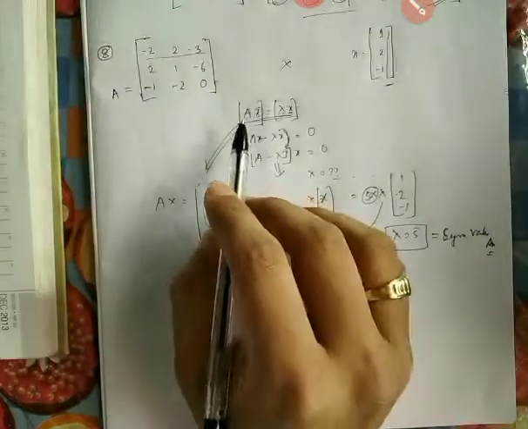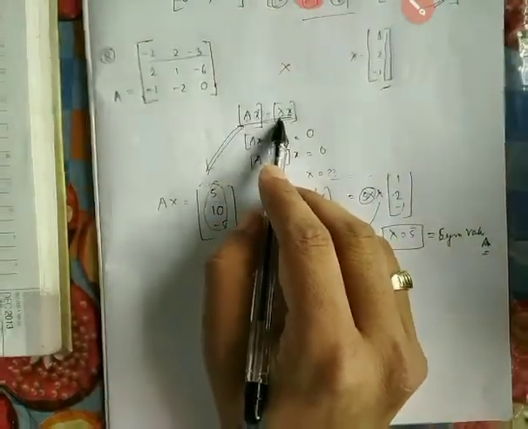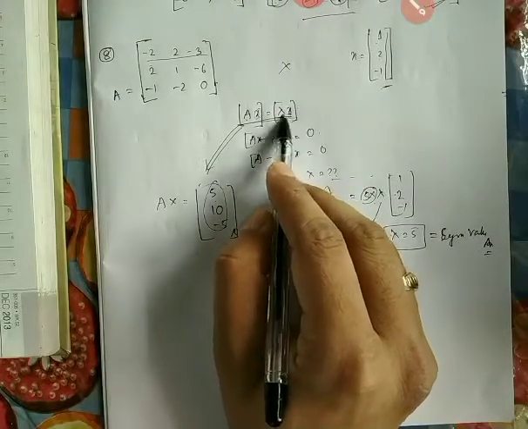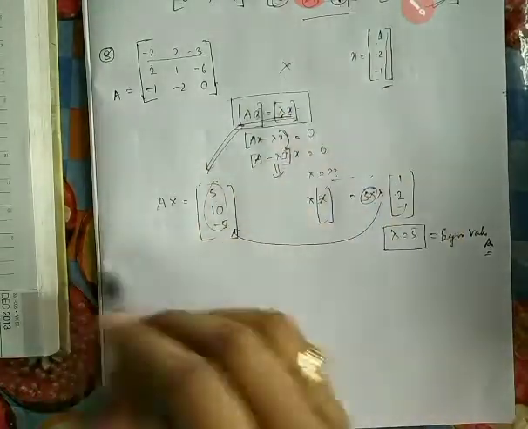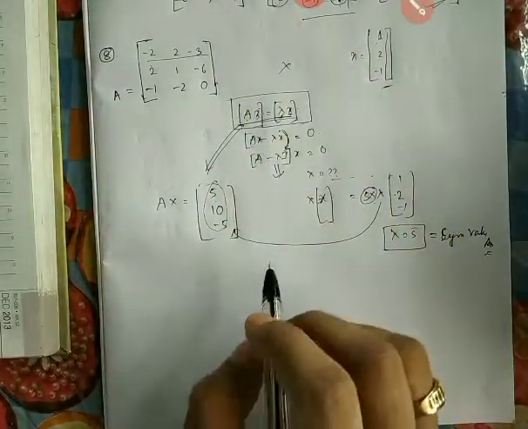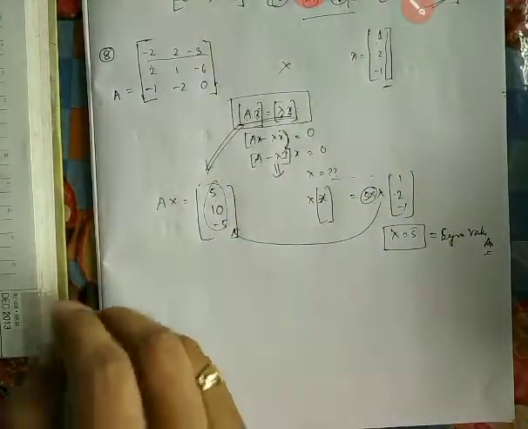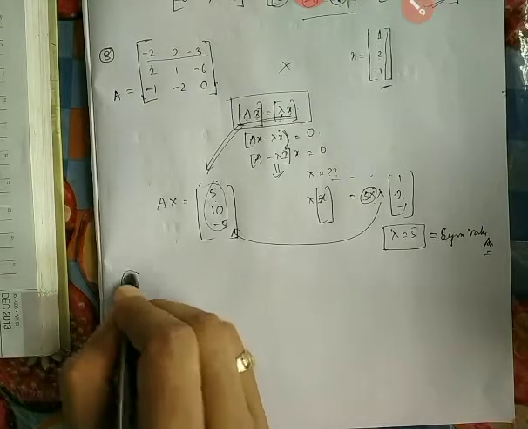Now you can understand. For every lambda there will be one x, for which A into x should be equal to lambda into x. So this is the main formula for eigenvalue and eigenvector, from where actually everything came. So I'll go to question number 9.